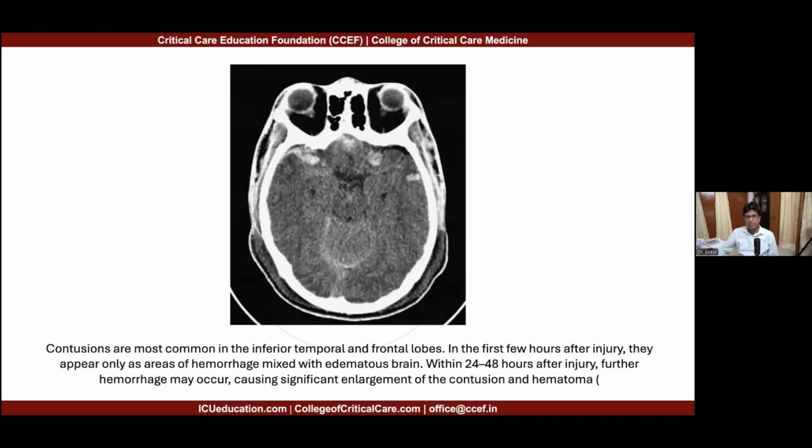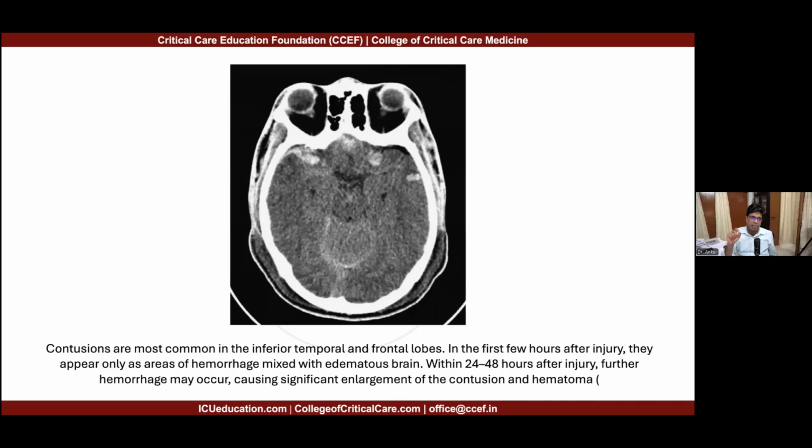Then contusions. Usually brain contusions occur near the basilar skull or the temporal regions, because the bony structure is not uniform there. So whenever there is a very large impact, either near the bone in the periphery or at the base of the skull, there will be different contusions.